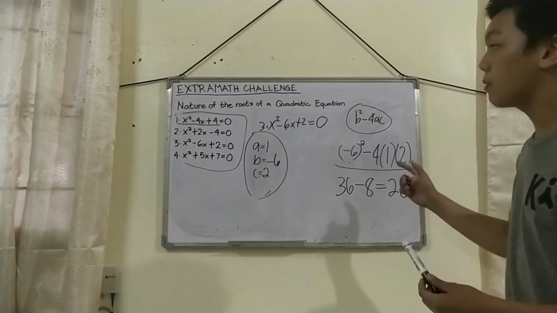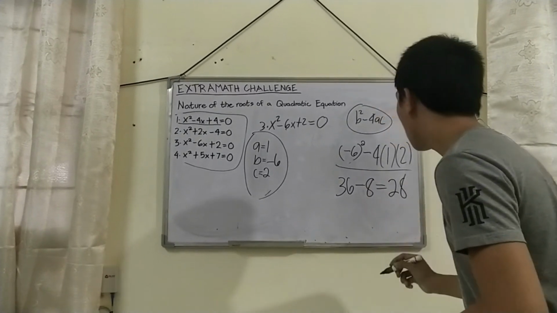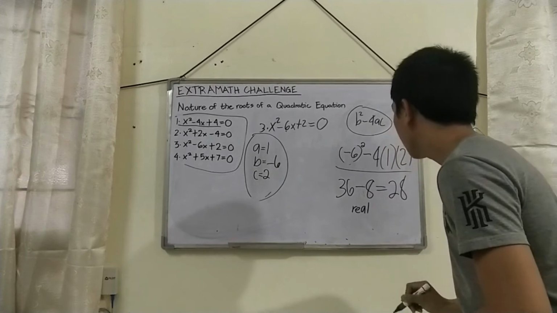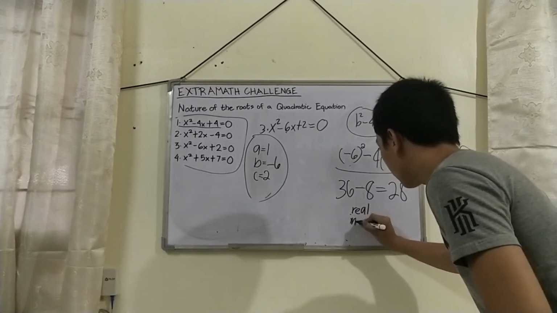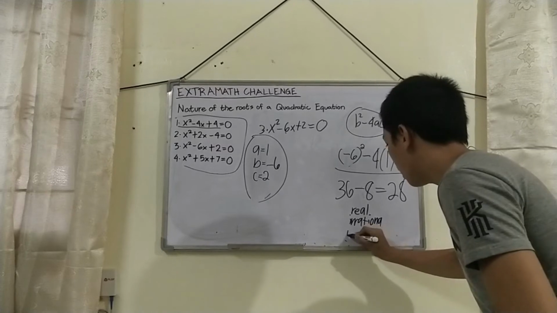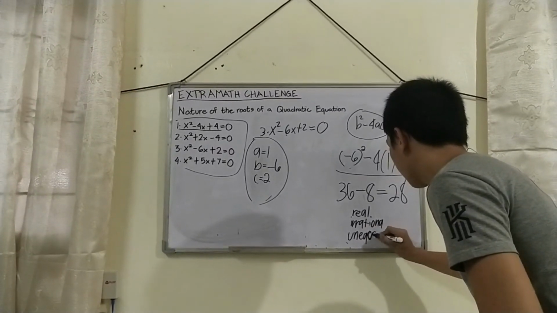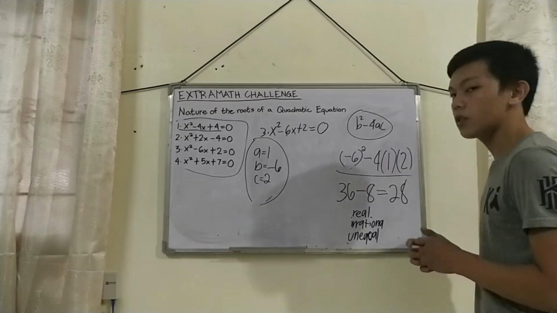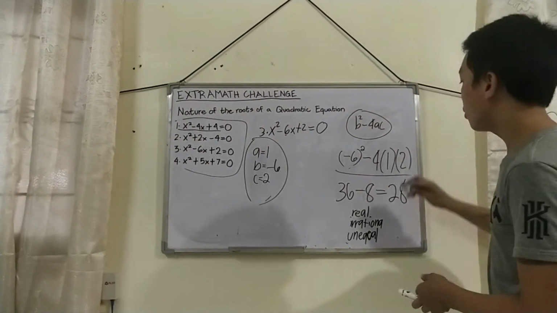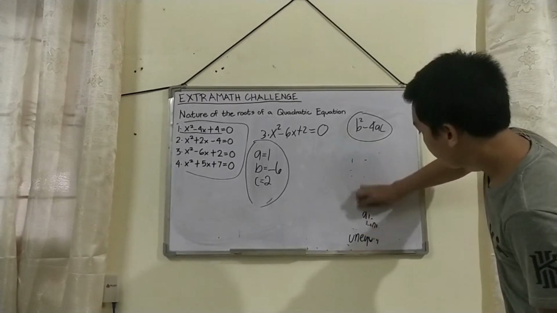Now that we have identified the discriminant, we're going to write the nature of the roots. So it is real, rational, and unequal. Okay, so let's move to equation number 4. Last equation.